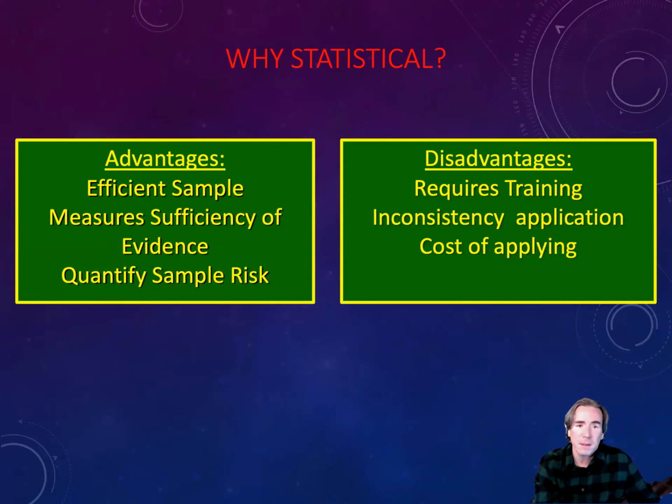So why use statistical sampling? It should, in theory, give you the most efficient sample. It will also let you measure how sufficient your evidence is, and it lets you quantify the sampling risk. However, it does require training. If it's not well trained, you're going to see inconsistent applications. And oftentimes you do wind up with larger samples, which makes it more costly to apply.